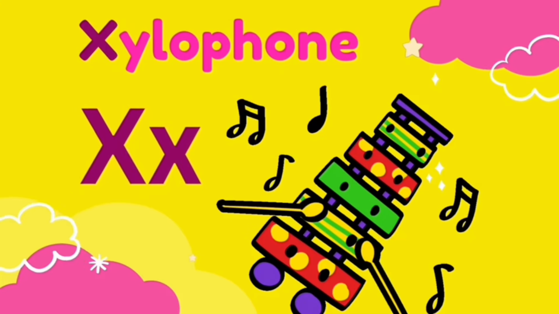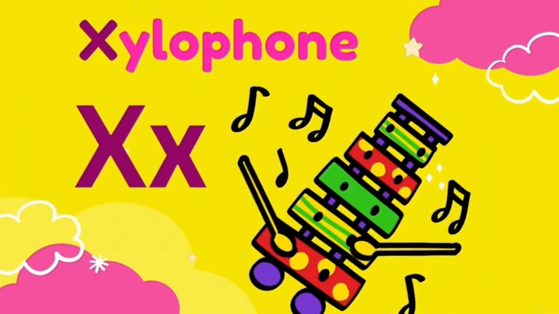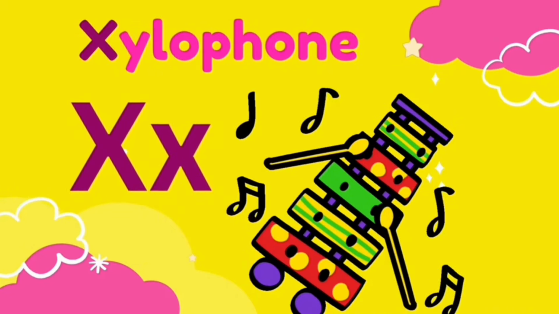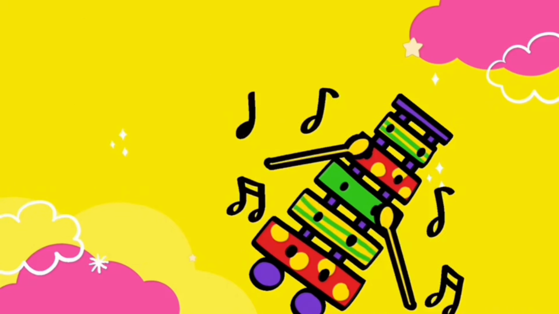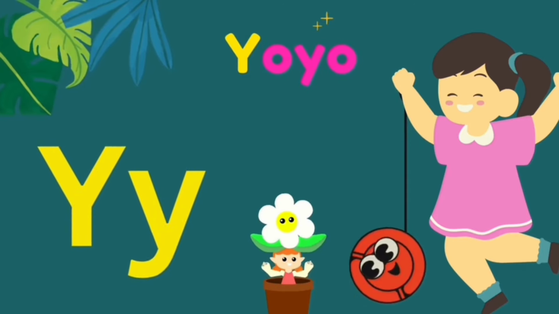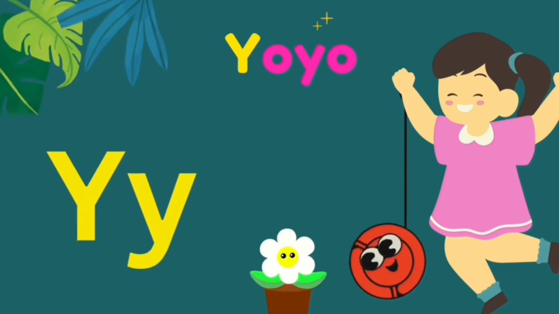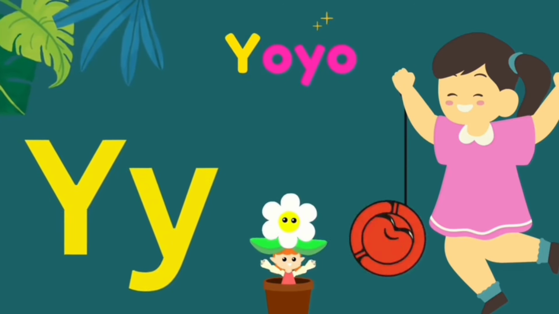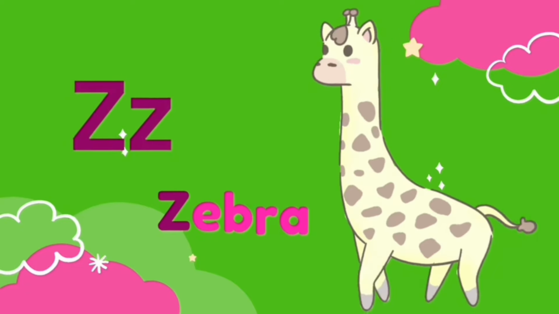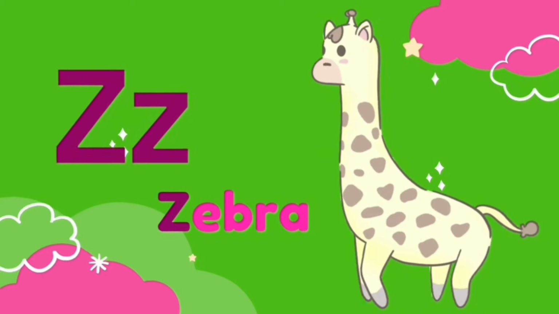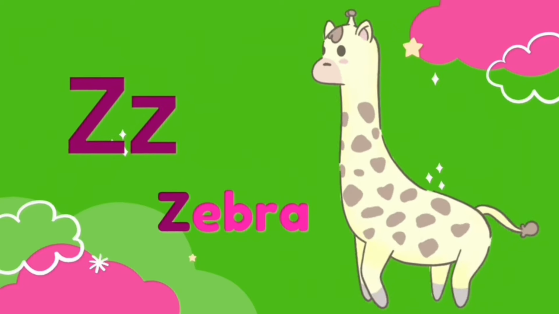X is for xylophone. Xylophone. X, xylophone. Y is for yo-yo. Y, yo-yo. Z is for zebra. Z, zebra.